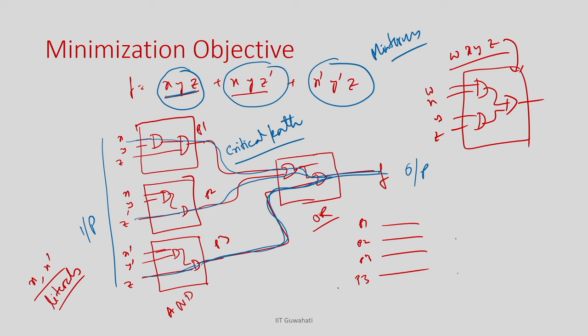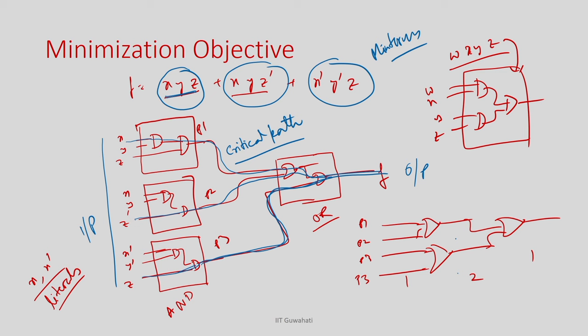These are the outputs of some AND gates, right? Now if you want to combine them, you will use an OR gate first to combine these two, and then another OR gate to combine these two, right? So that means your delay is kind of 2, and obviously you can see that the number of product terms or min terms also contributes to the number of gates.